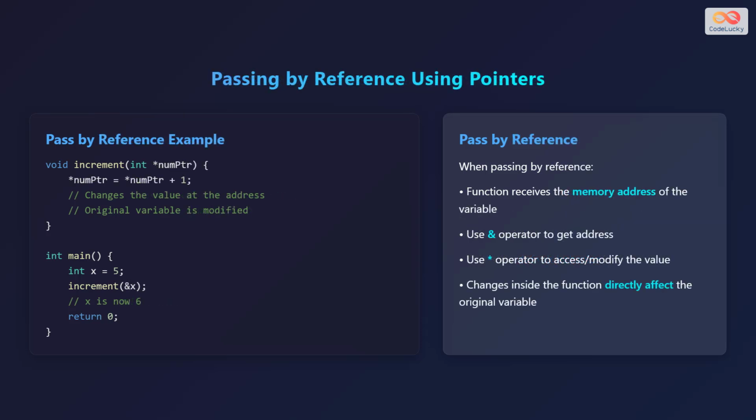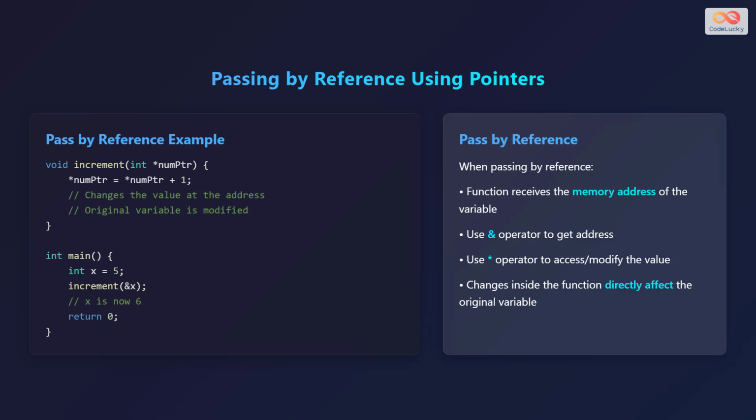Now let us look at passing by reference using pointers. This code shows how to increment a variable using pass by reference. The increment function now takes a pointer to an integer, number ptr. Inside the function, the value at the address pointed to by number ptr is incremented by 1. This directly modifies the original variable.